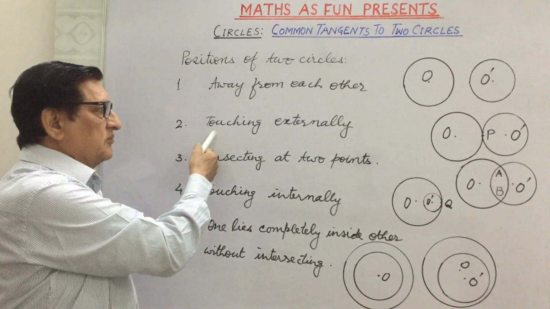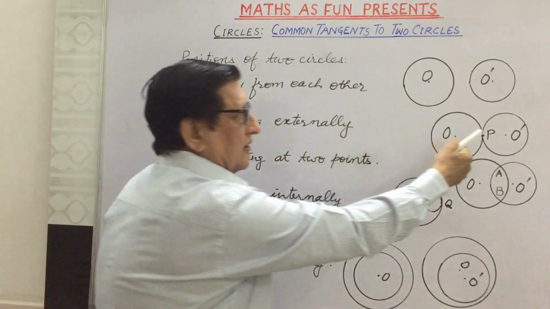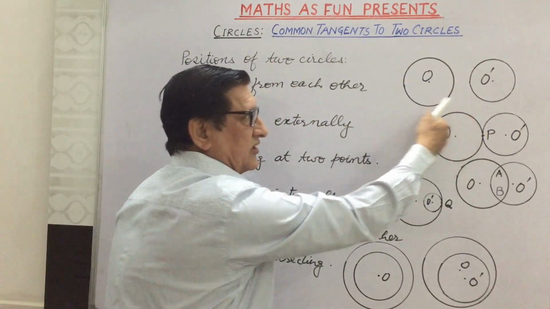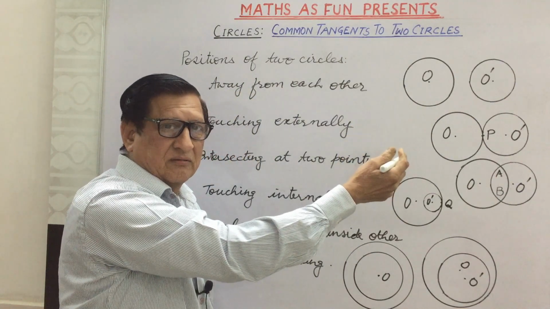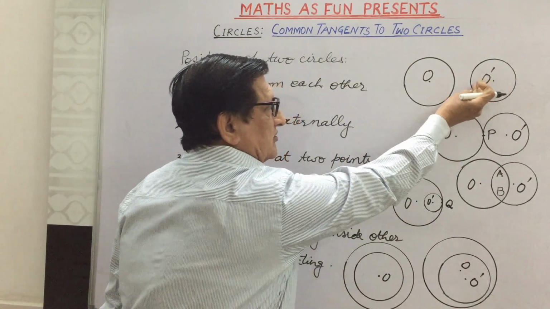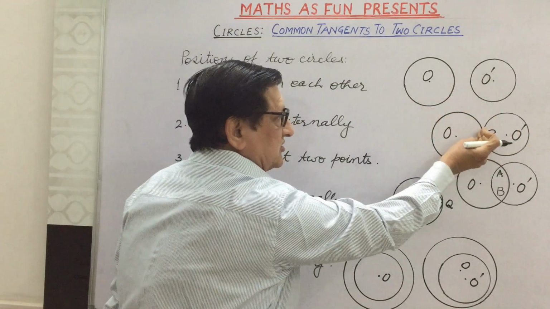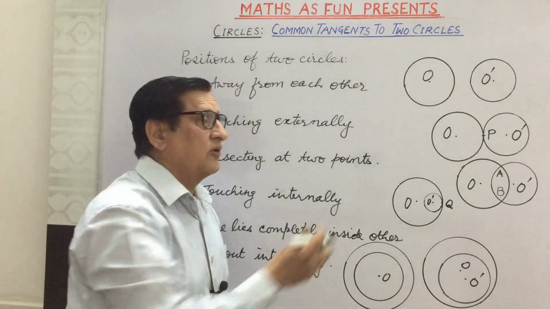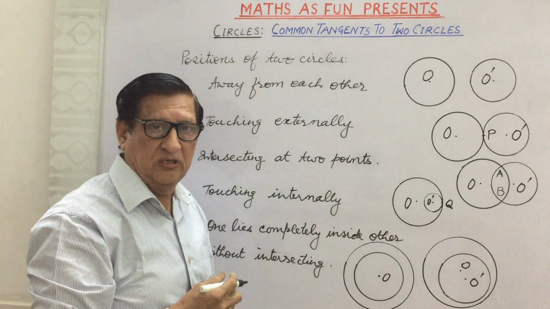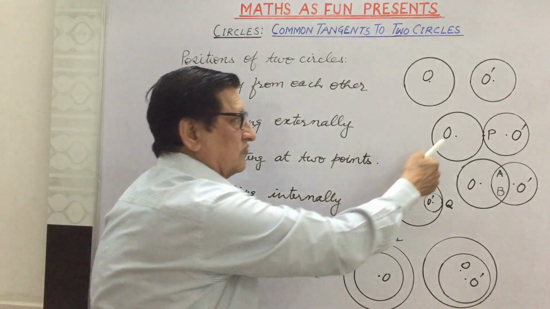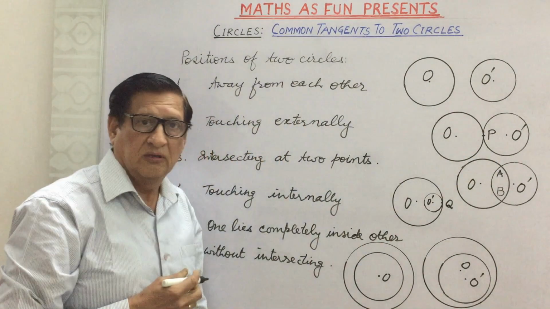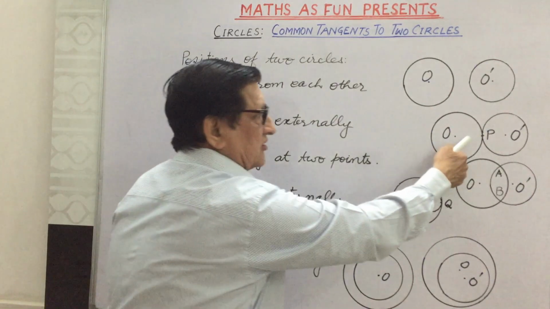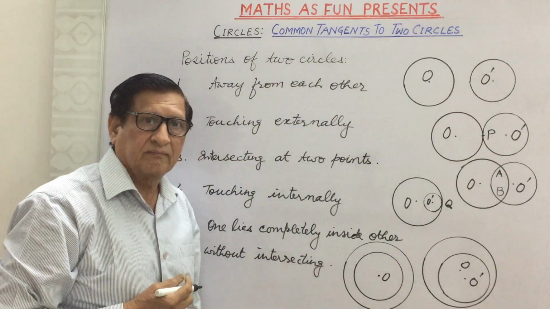The second position may be when they come near to each other. We can understand this like this, that we have pulled this particular circle towards this and it is touching it at one point only externally. The centers of these are O and O dash. Like these circles are touching each other at point P.